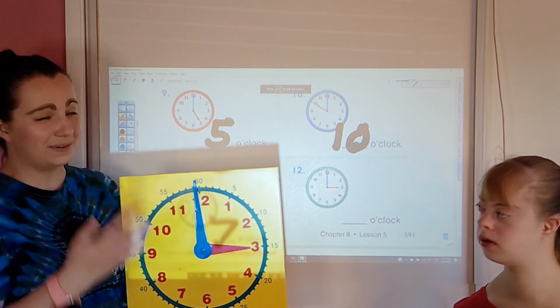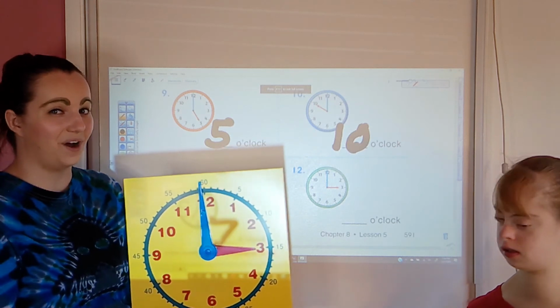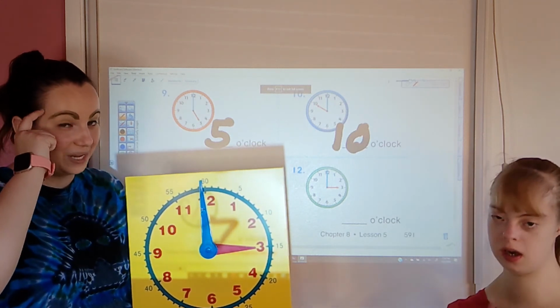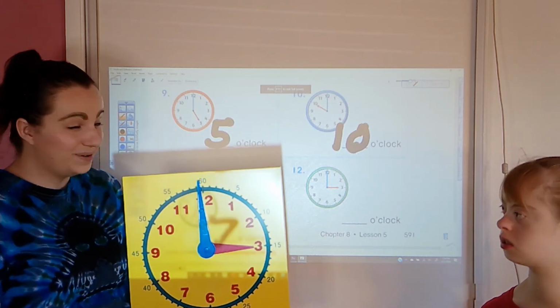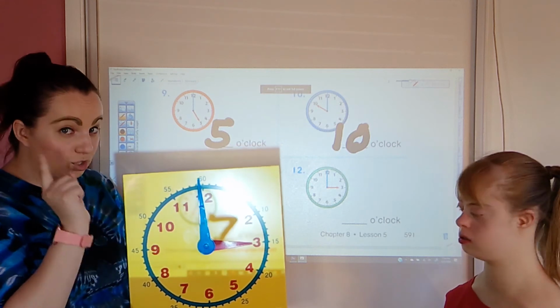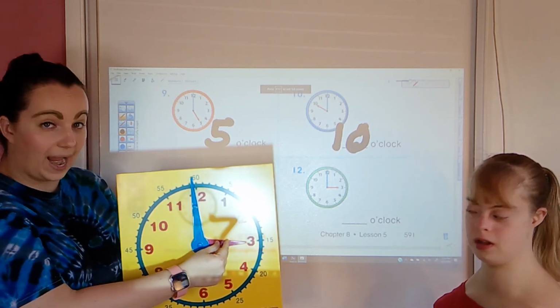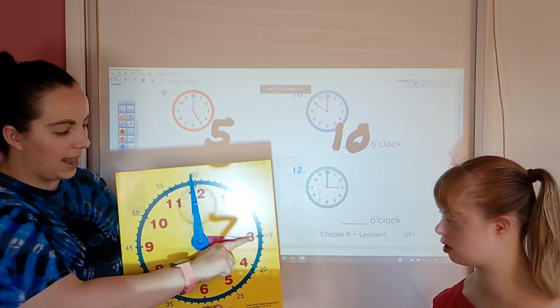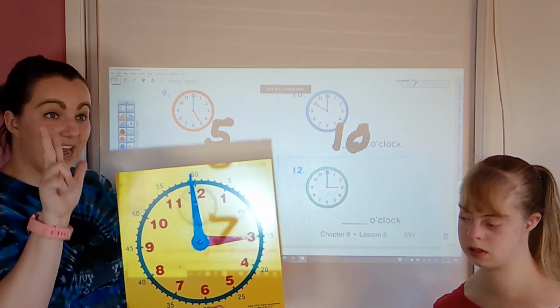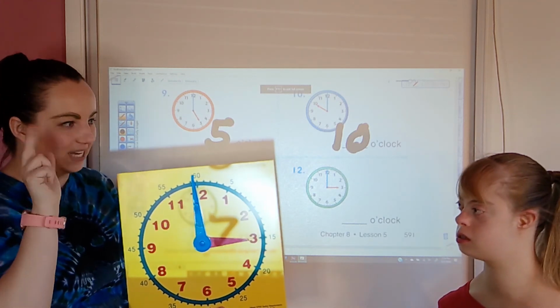Okay, maybe that was enough time. If not, just go ahead and pause us. Okay, let's double check your answer. Keep it in your head. Like we've been practicing and talking about this whole lesson, when reading a clock, you start with the short hour hand. Kaylee, what hour is that short hand pointing to? Three. Good. If that's what you said, yes, three.